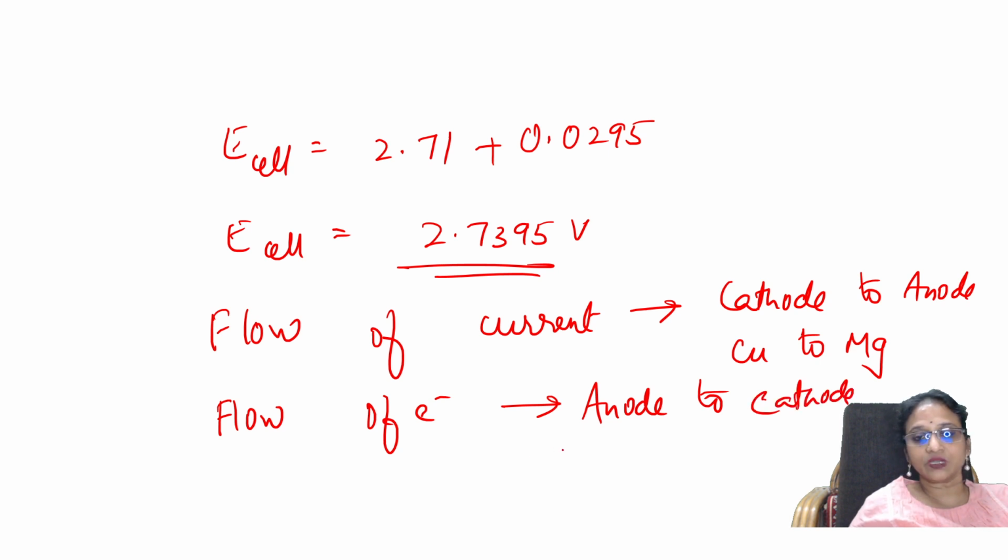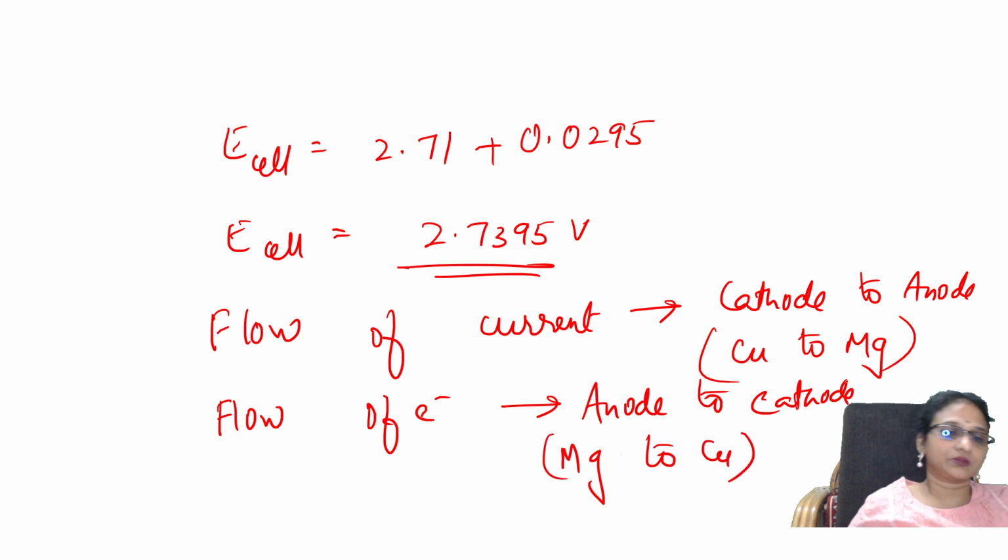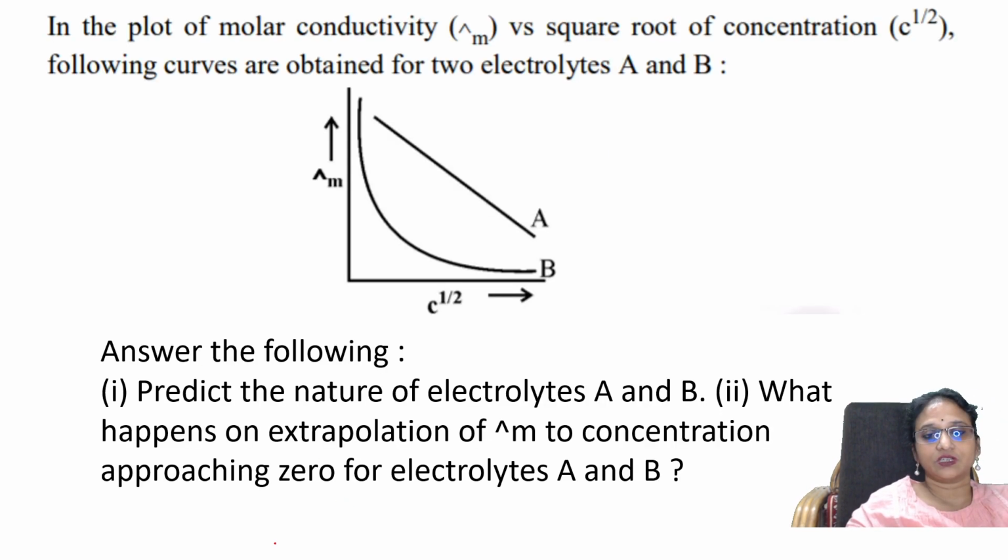Anode to cathode. Which one? From magnesium to copper. Correct, now students? Magnesium to copper. Easy. Opposite direction. This is same direction. This is opposite direction. Easy. Next question.